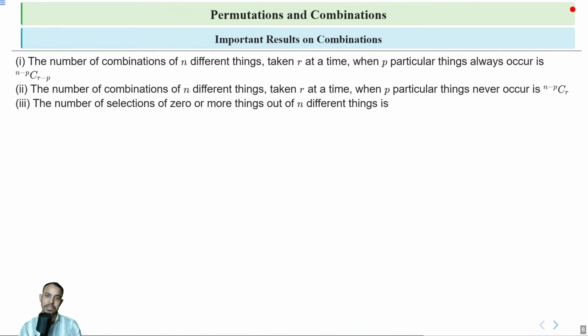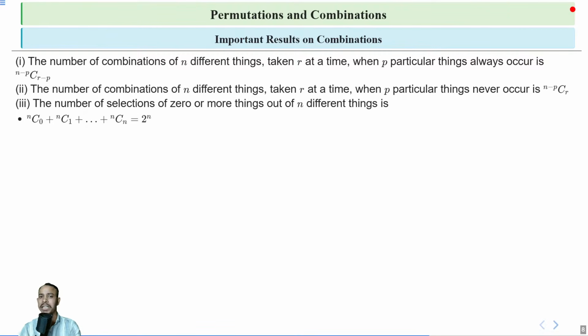In the third result of combination, we have to select 0 or more things out of n different things. So what is the number of selections of 0 or more things out of n different things? You have a choice: you can select or not. So you have two choices for each of the n things. The total number of choices is 2 to the power n, and 2 to the power n is equivalent to the binomial expansion nC0 plus nC1 plus dot dot dot plus nCn.